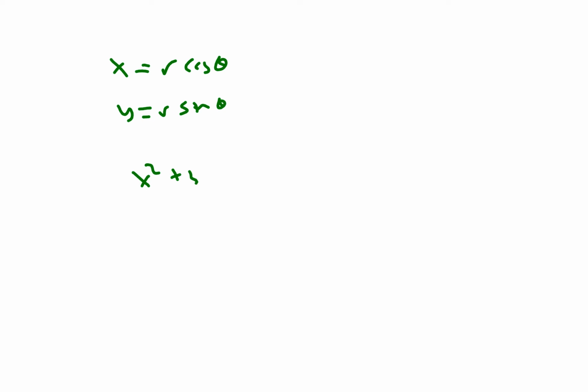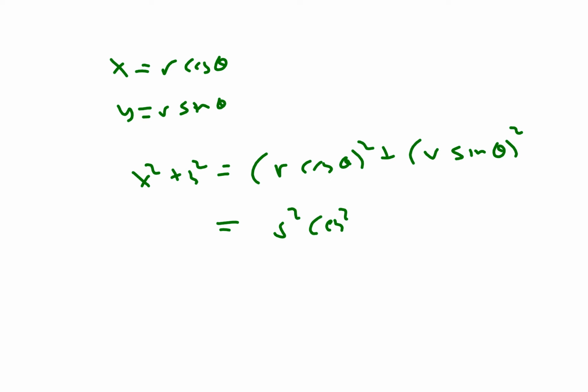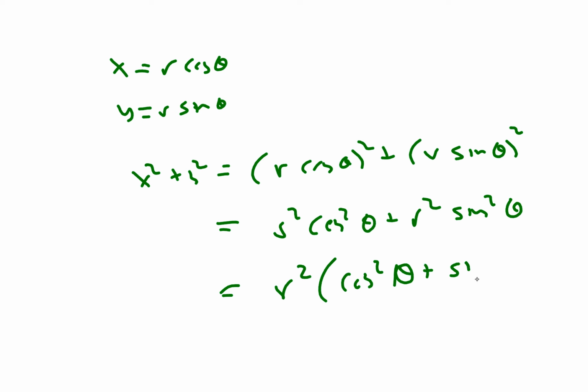If you have x squared plus y squared, that's going to be r cosine theta squared plus r sine theta squared. You square both components here, you get r squared cosine squared theta plus r squared sine squared theta. And you can see that common factor of r squared. So if I take that out, I end up with cosine squared theta plus sine squared theta. But that's just 1. So you just end up with r squared. That's really nice. You could also see it geometrically.